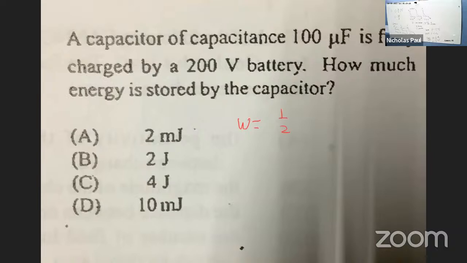Right, so which equation are we using again? We have capacitance and we have voltage. The capacitance is 100 times 10 to the minus 6 and the voltage is 200 squared. How much is that? 40,000, two zeros will cancel there. That's how you get 2. All right, nice. So the answer is B. All right, nice. Let's go again.